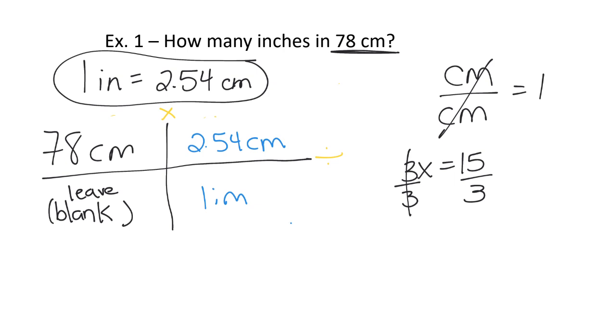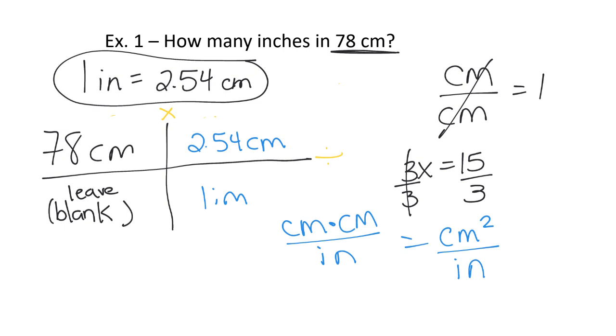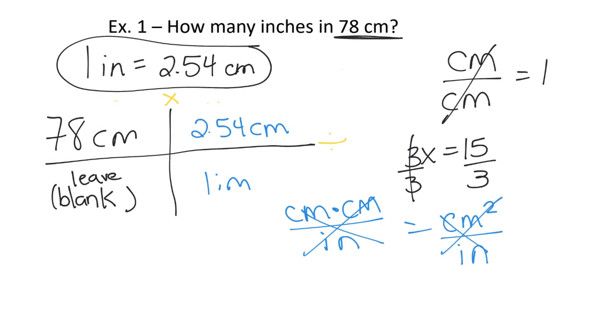I'm going to be doing centimeters times centimeters divided by inches. None of the units cancel out, right? Your final unit is centimeters squared divided by inches. Not what we want, okay? That is not what we want. So let me put this up again. So we're going to rewrite this.